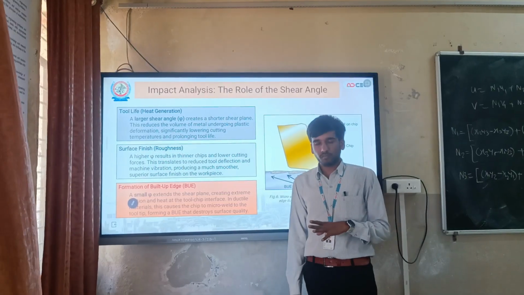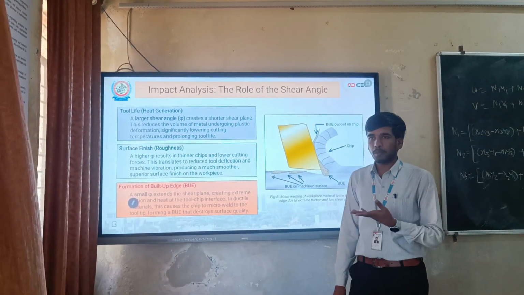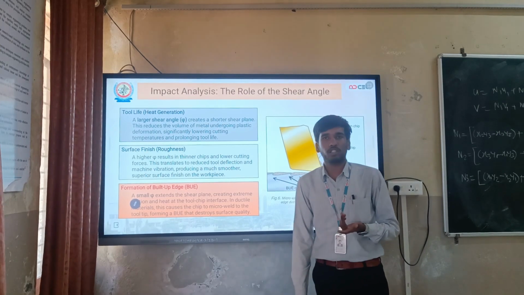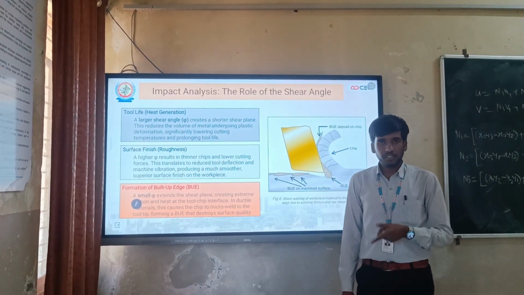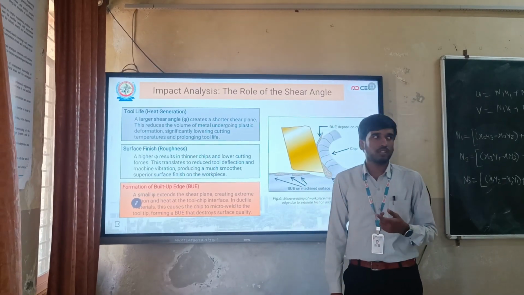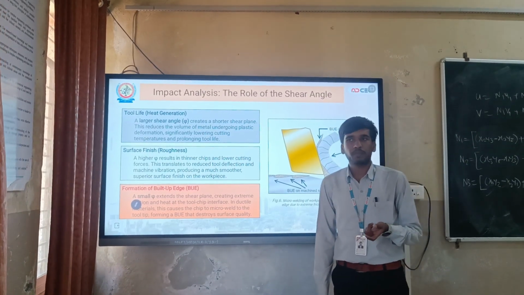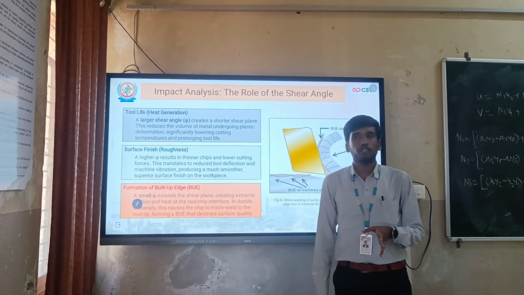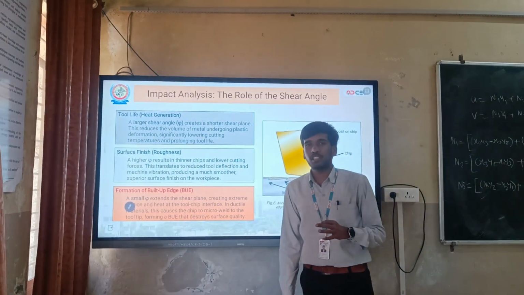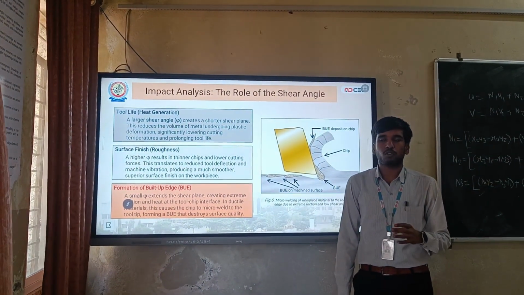It gives a very good surface finish, because if you have a low shear angle, then usually in that condition the chips are formed in very thin layers, which are not even circular. That means they reduce the surface finish of the workpiece. But if you use the accurate shear angle, that leads to a good surface finish.